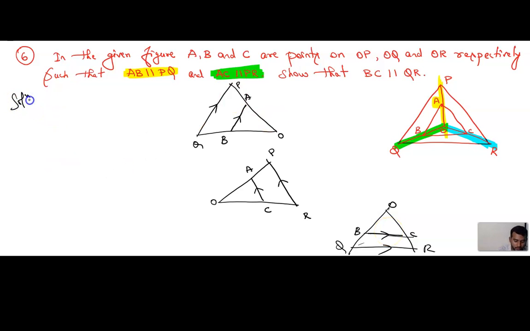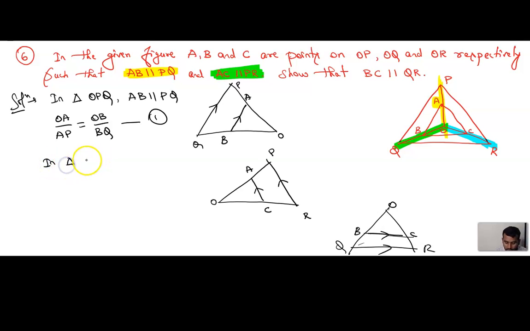So now let me solve here. Solution: in triangle OPQ, what do we know? AB is parallel to PQ. Shall we apply BPT? What is BPT? Basic Proportionality Theorem. Which is the starting point? O. Very good, because both are parallel. The point opposite the parallel sides is the starting point. O. So OA by AP is equal to OB by BQ. This is equation 1.